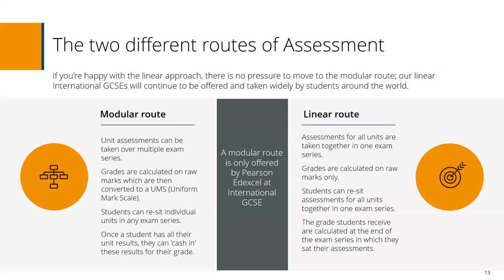Obviously, students can come back the following year and resit, or in the November or the June exams, come back and resit the whole thing again if they choose to. There's no rule that says they can't do that. But it's effectively one exam consisting of 2 papers at the end of the course.